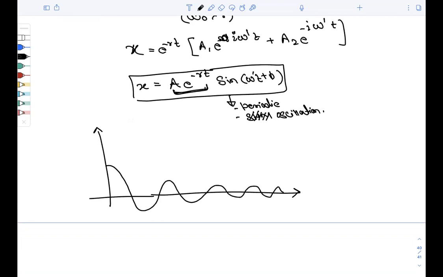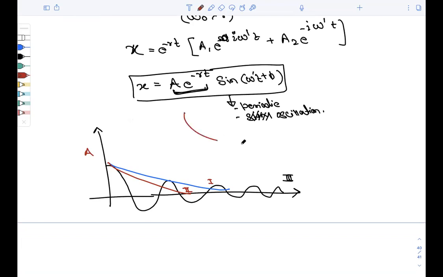This is the case 3. This is the case 1. And this is the case 2. So in critical damping, it will be damped, or it will die faster.